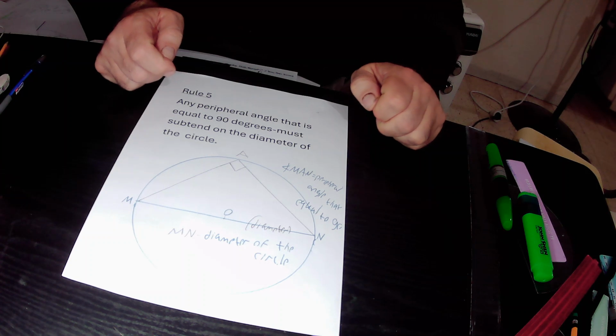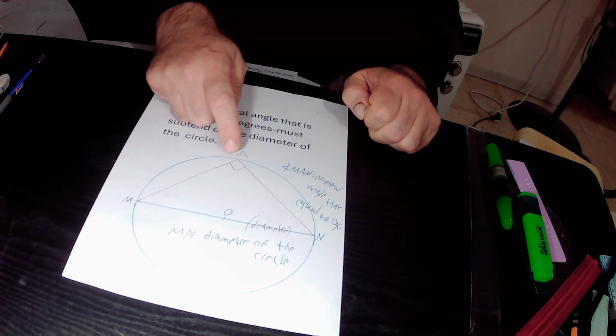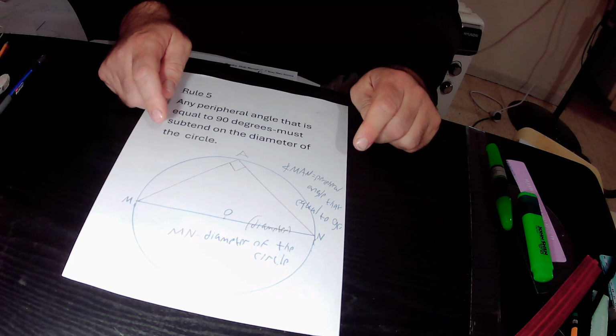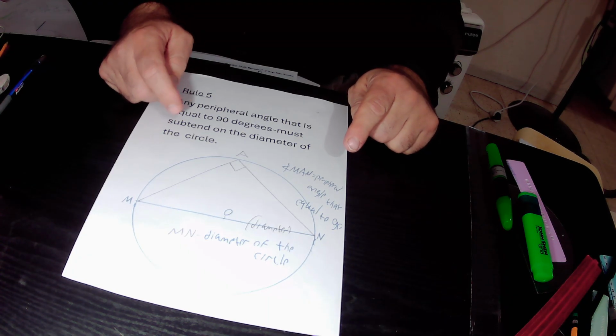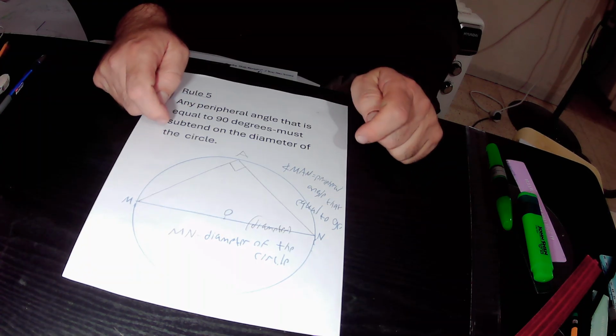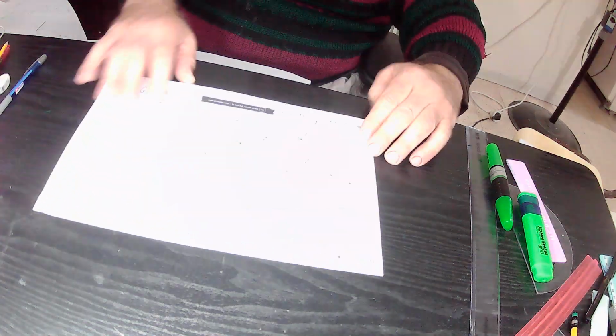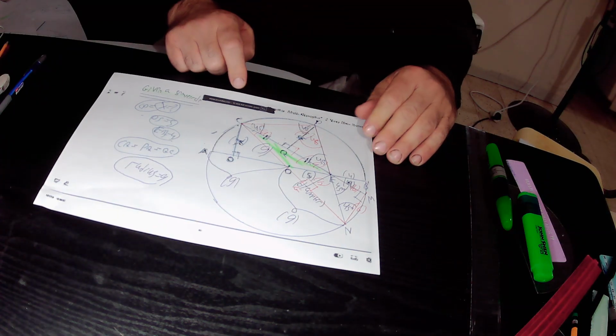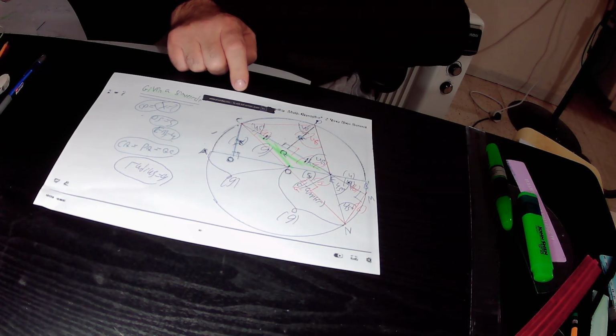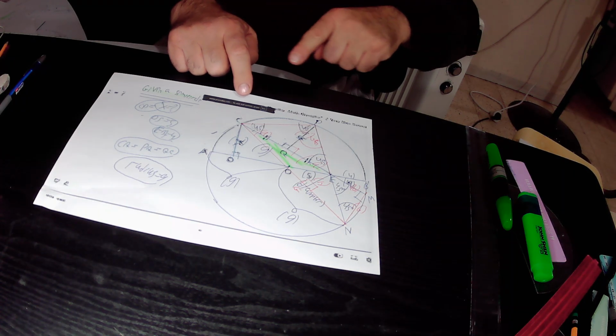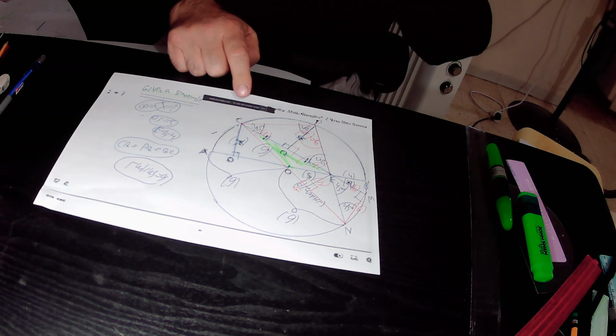So according to rule 5, any peripheral angle equal to 90 degrees in size, like this angle, must subtend on the diameter of the circle. So we can implement rule 5 in our drawing. In our drawing, this is peripheral angle CPN. It is equal to 90 degrees in size. Therefore, peripheral angle CPN must subtend on the diameter of the circle. Peripheral angle CPN subtends on chord CN, and therefore, according to rule 5, chord CN must be the diameter of the circle.